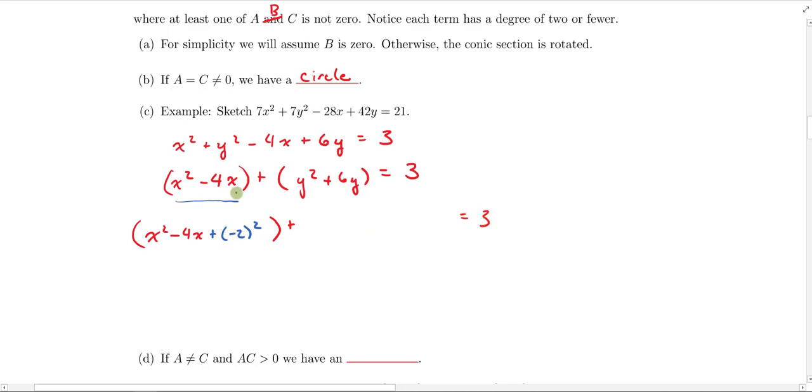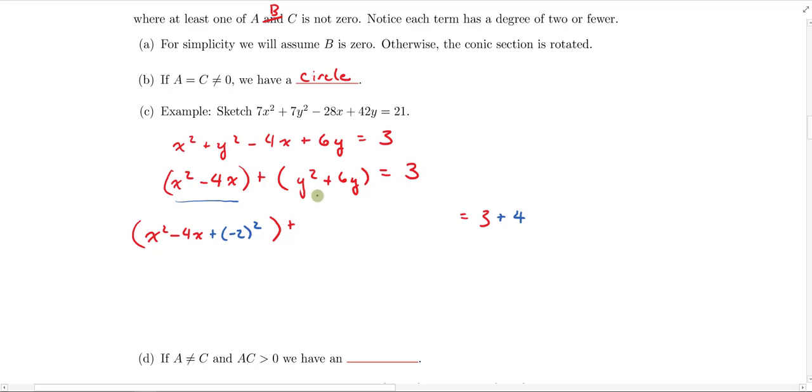Now, we've just upset the balance of this equation by adding the complete the square term inside this parentheses. So we need to compensate by adding the same amount over to the other side. So over here, I'm going to go ahead and add the same value, negative 2 squared, or 4.